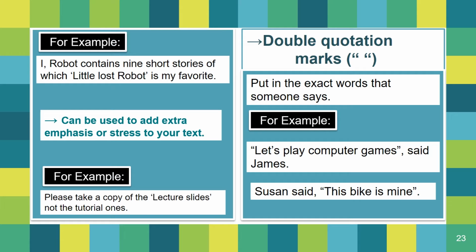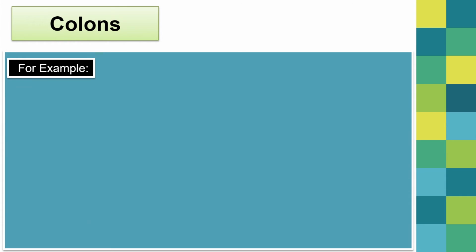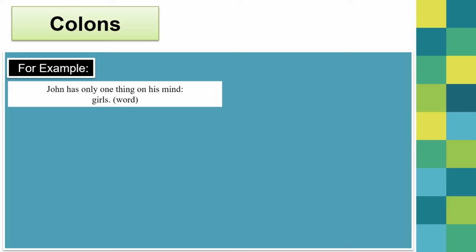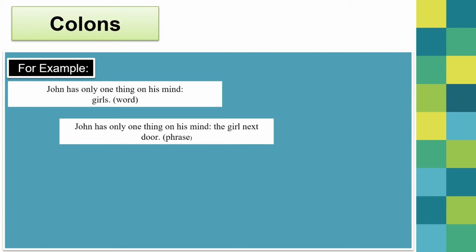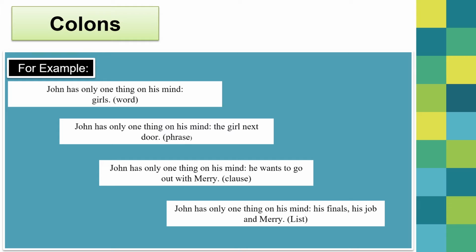Next punctuation mark is the colon. Colons follow independent clauses and are used to call attention to the information that comes after them. For example, John has only one thing on his mind: girls. Now, girls is a word. John has only one thing on his mind: the girl next door. It is a phrase. John has only one thing on his mind: his finals, his job, and Mary. So it is a list.